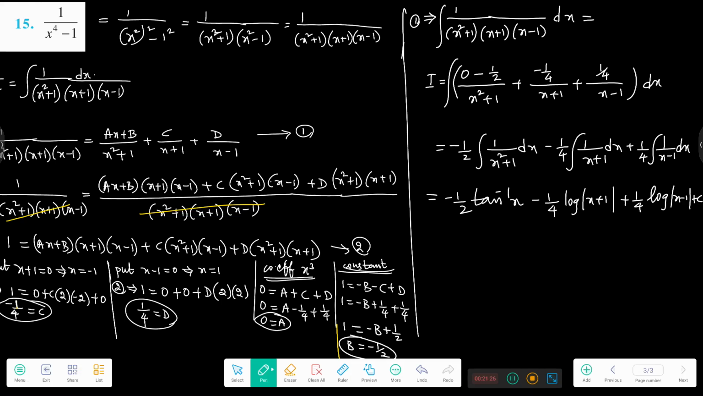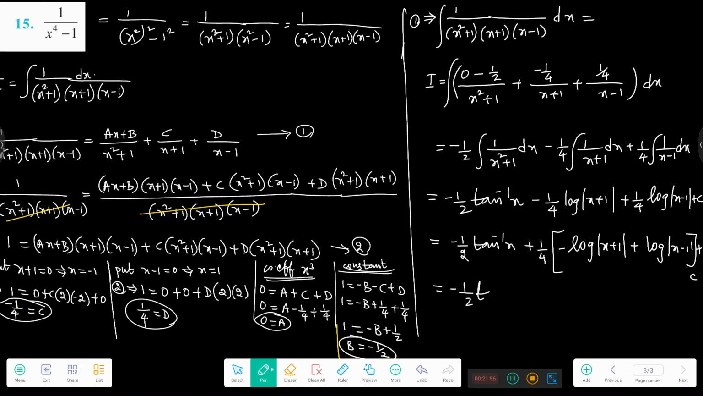Right, that's it. Now you can simplify this even a little bit. If you take 1 by 4 outside, generally when you want to simplify, when you have a log, the coefficients of log will be the same. That time you can simplify. So that minus log of x plus 1 plus log of x minus 1 plus c we have. Now that looks like log a by b. That one you can use.